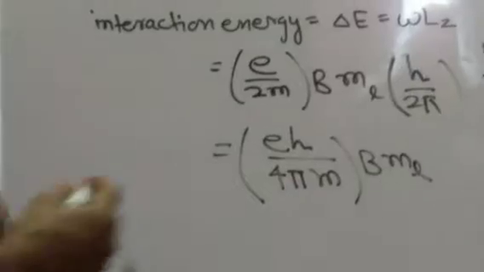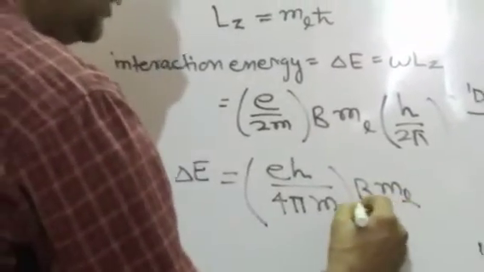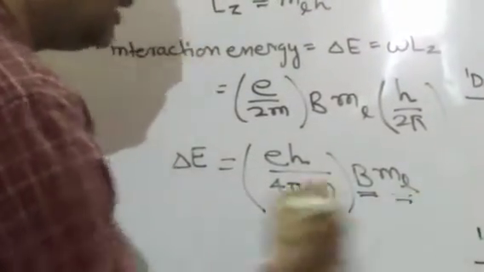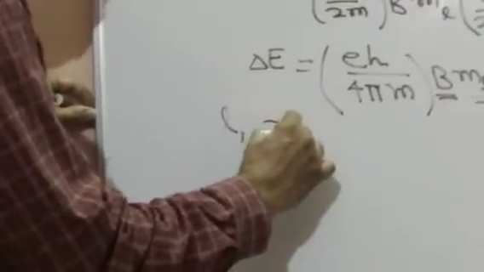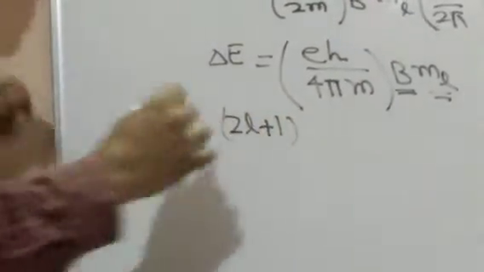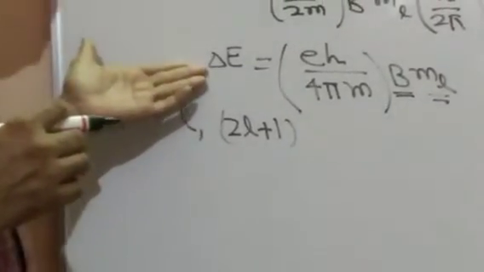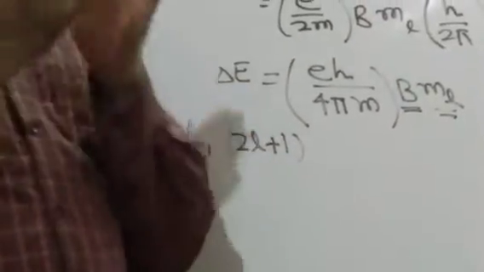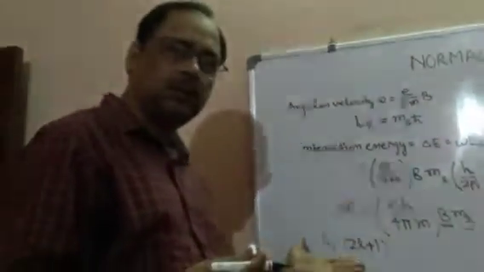Now you see that this interaction energy delta E depends on the applied magnetic field and the values of ml. As you know, for a particular value of L, we have 2L plus 1 ml values. So it means delta E has 2L plus 1 values. So any single energy state has split components which are governed by 2L plus 1.